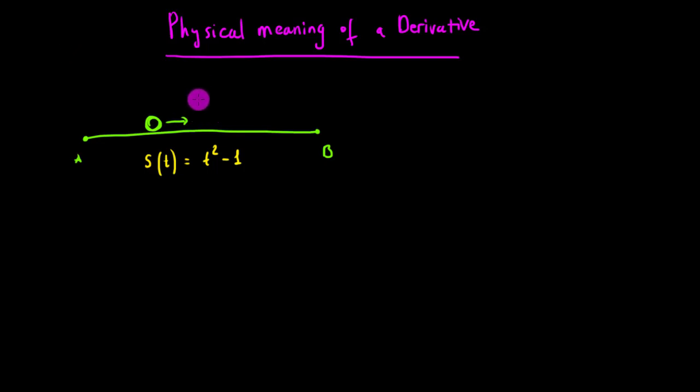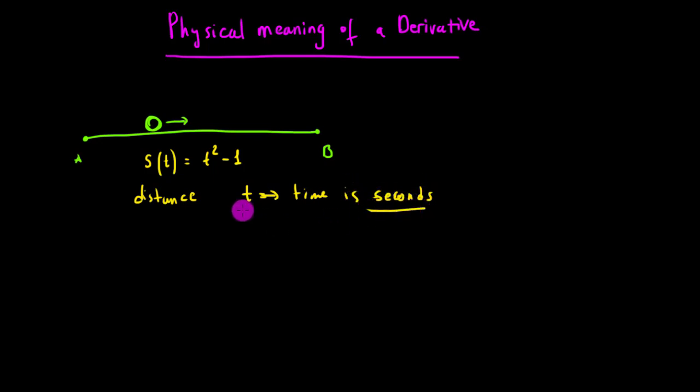Hello guys, in this video we'll learn about the physical meaning of a derivative. Suppose you have some function. There is some object going from point A to point B, and there is a function s(t), where s means distance, and the distance of an object is identified with the time. t is time, in seconds.